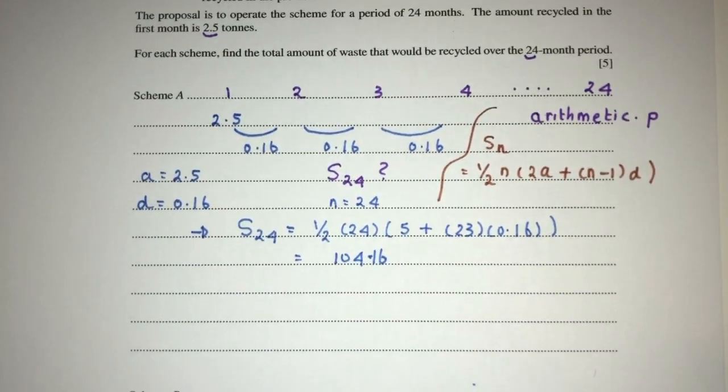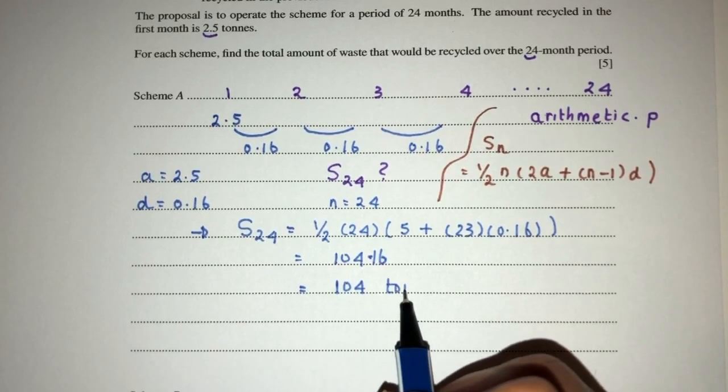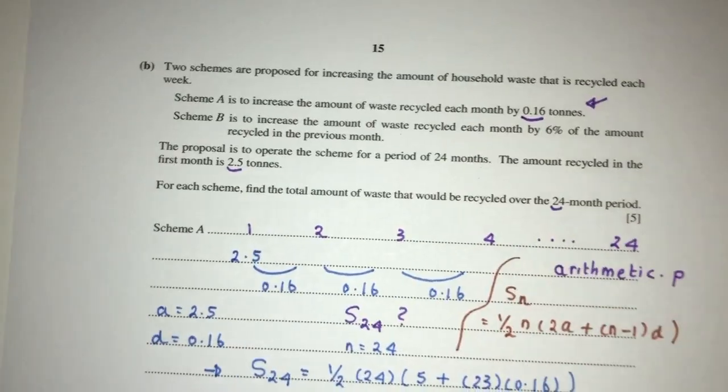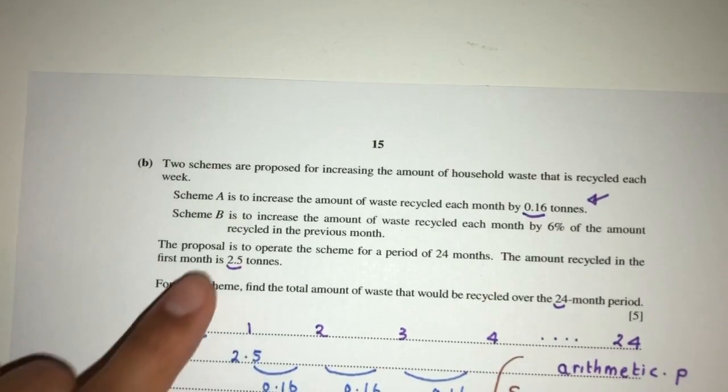So we have to write this down to 3SF if you want to. So 104 tons will be recycled over the 24 months. That is for scheme A. Okay, now let's move on to scheme B.